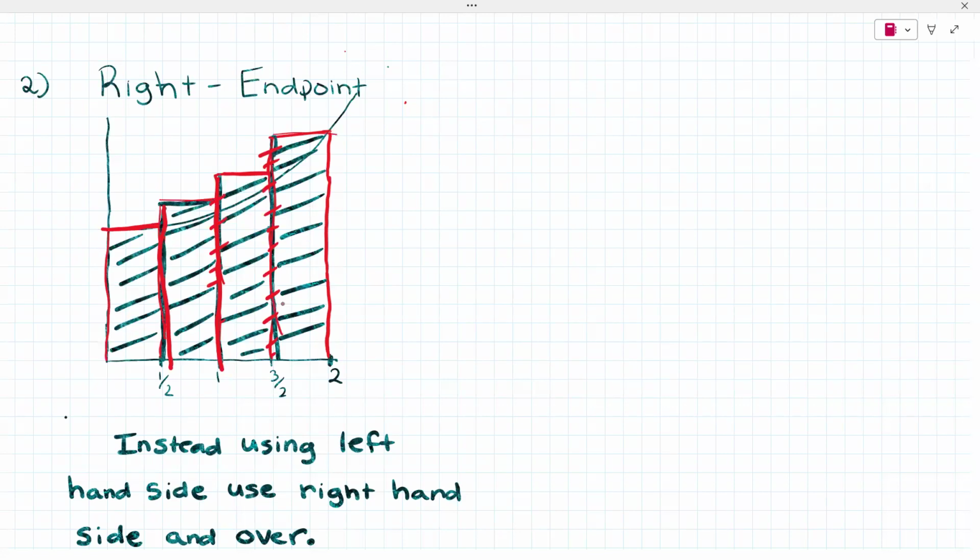And as you can see on the right hand side, we're probably overestimating because we don't need this curve. We don't need this area, we don't need this area, and we don't need this area. So yeah, it's a little bit of an overestimate. Okay, so that's how you do right hand. And as you can see, the width is still exactly 1/2.